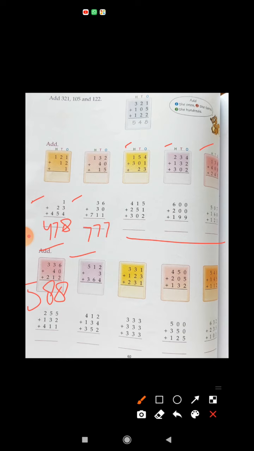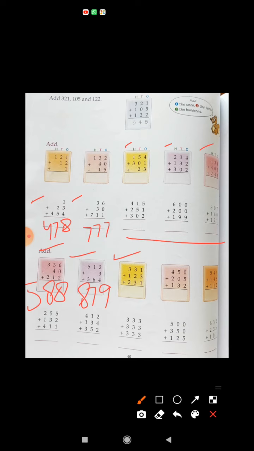Next one. The question is 512 plus 3 plus 364. First we will add the ones. 2 plus 3 is 5, 5 plus 4 is 9. Add the tens. 1 plus 6 is 7. Now add the hundreds. 5 plus 3 is 8. The answer is 879. Now come to next.